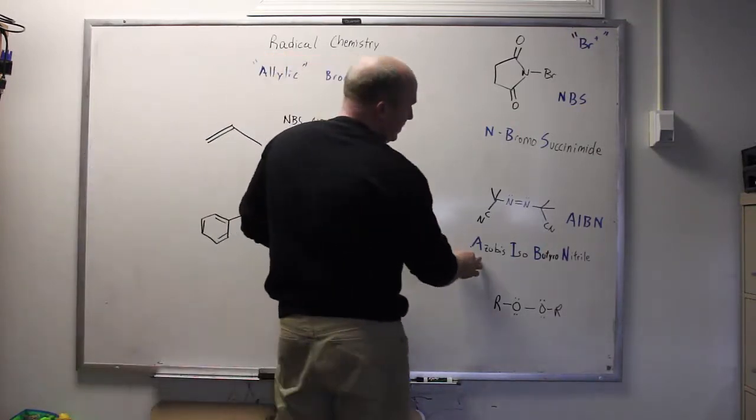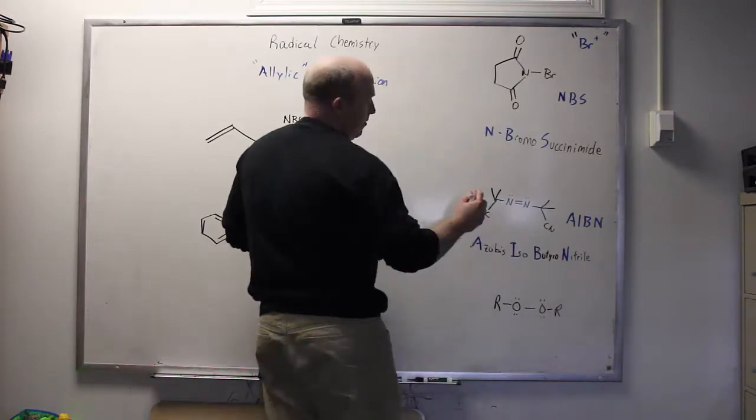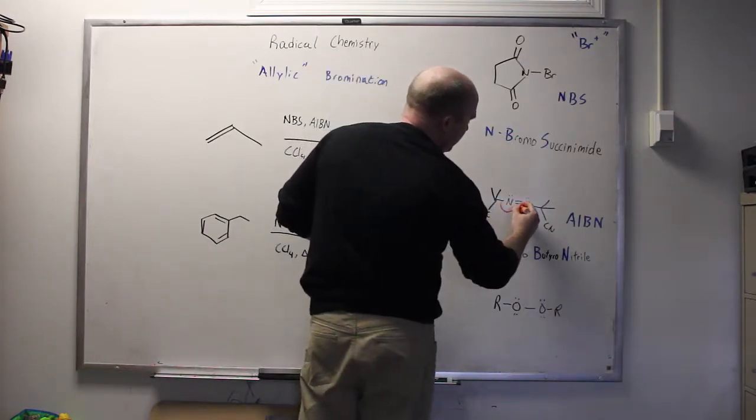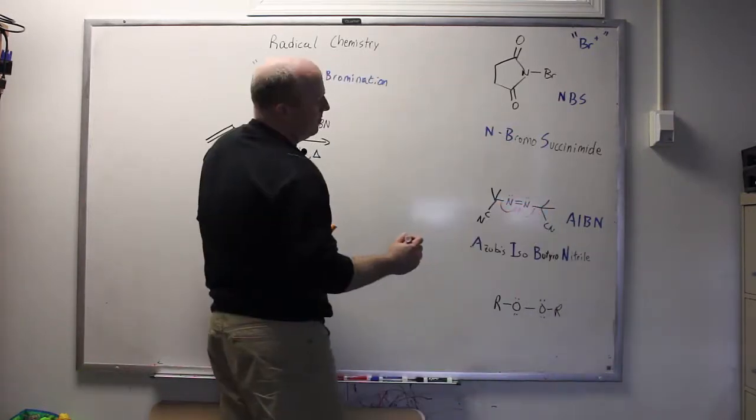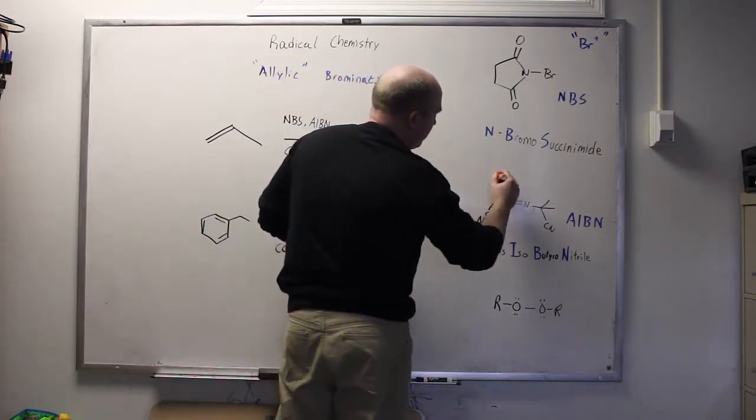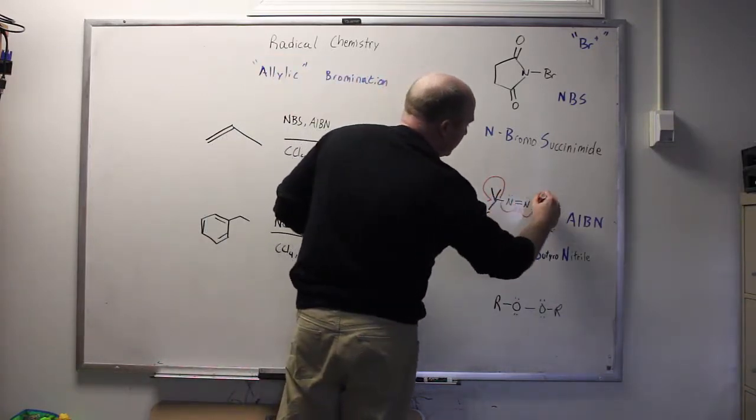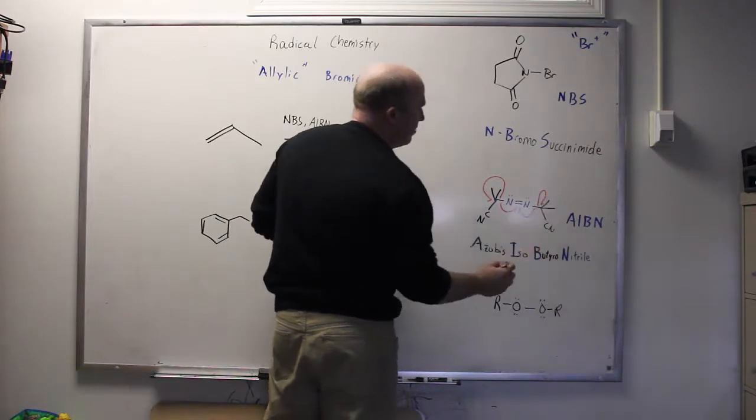It's called azobisisobutyronitrile, and what it does is simply initiate a radical reaction by having the formation of nitrogen gas at the same time as it creates two relatively stable radicals. So this is material that you can use to safely initiate a radical reaction.